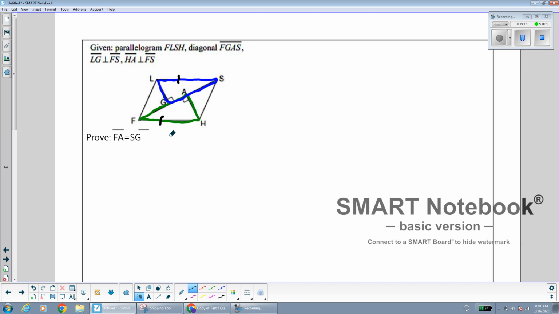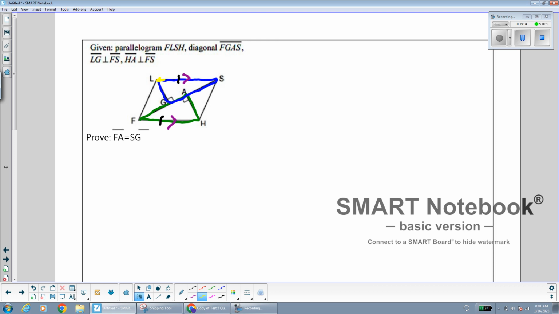Ooh, opposite sides are also parallel. That could help me get angles, because whenever we have parallel lines, we can think parallel lines cut by a transversal, and that could help us get angle relationships. So parallel lines are super helpful in figuring out angles if you want to look for angles.